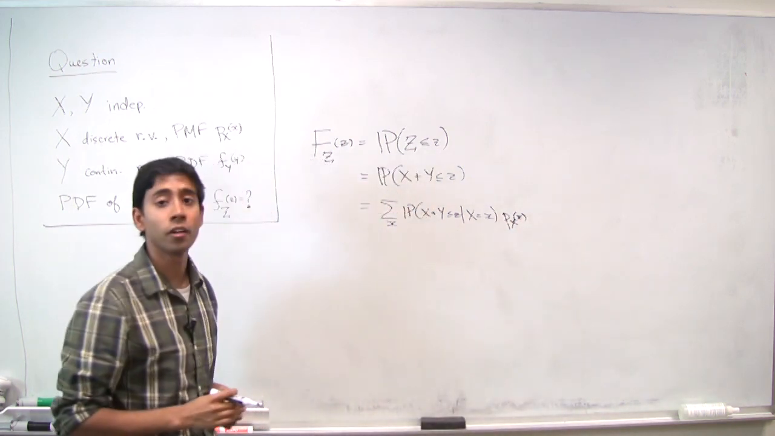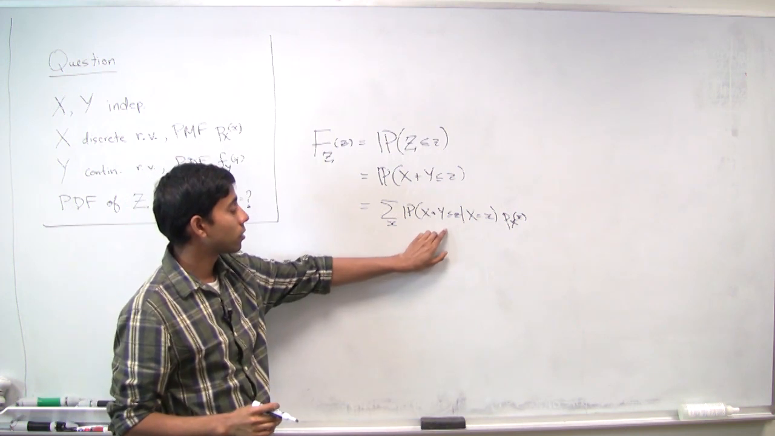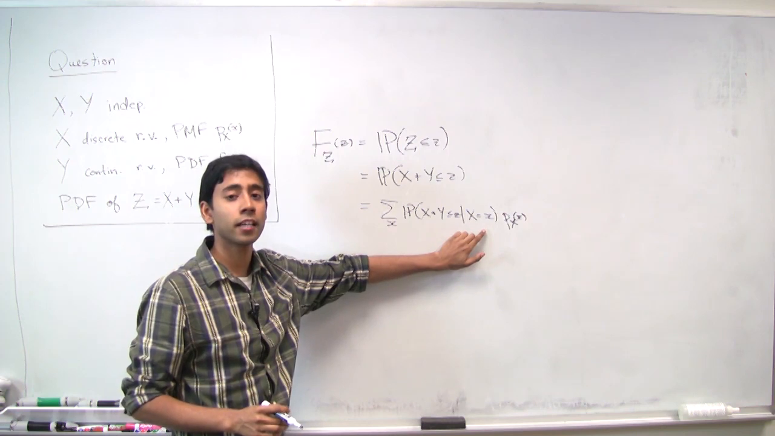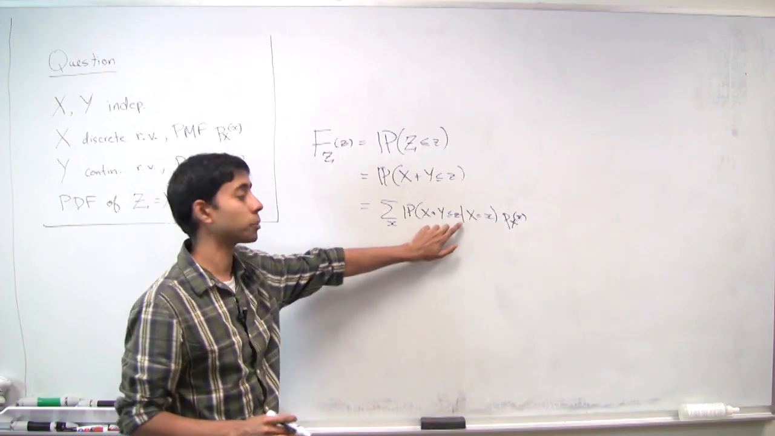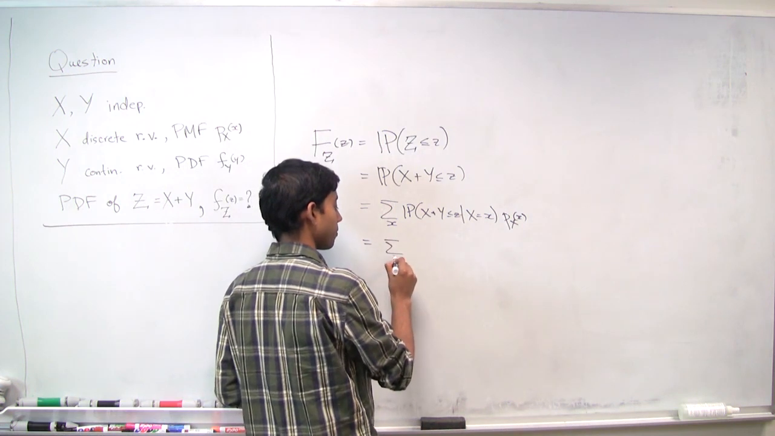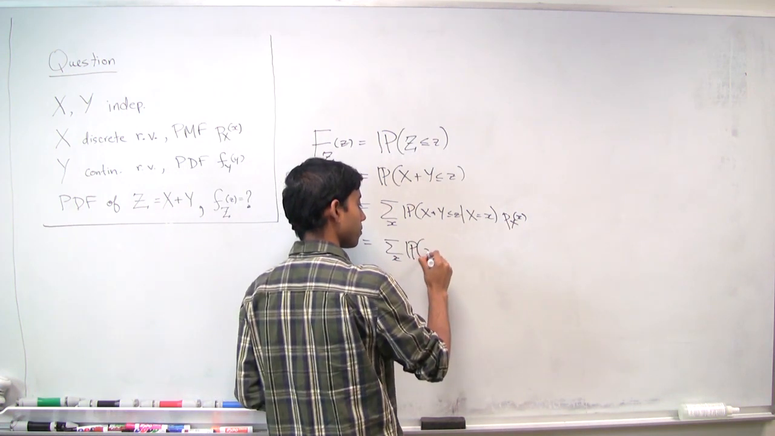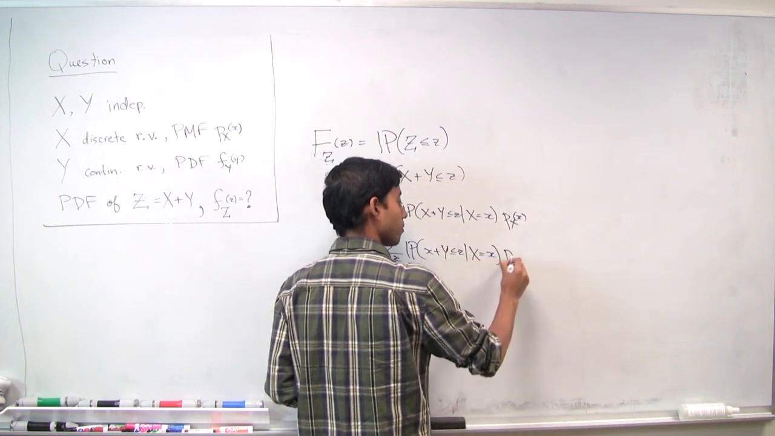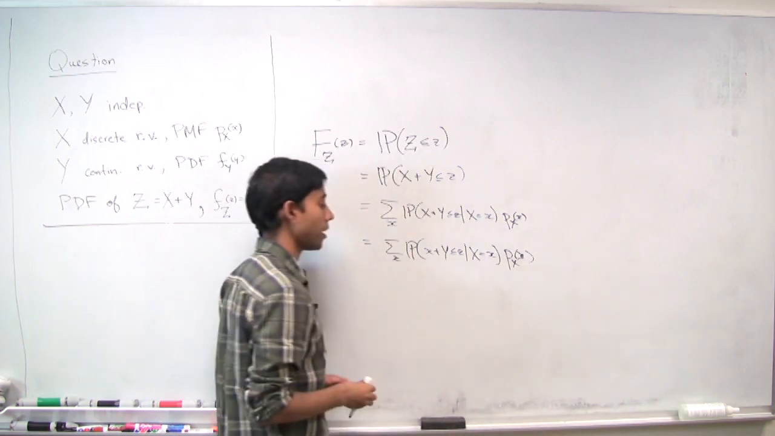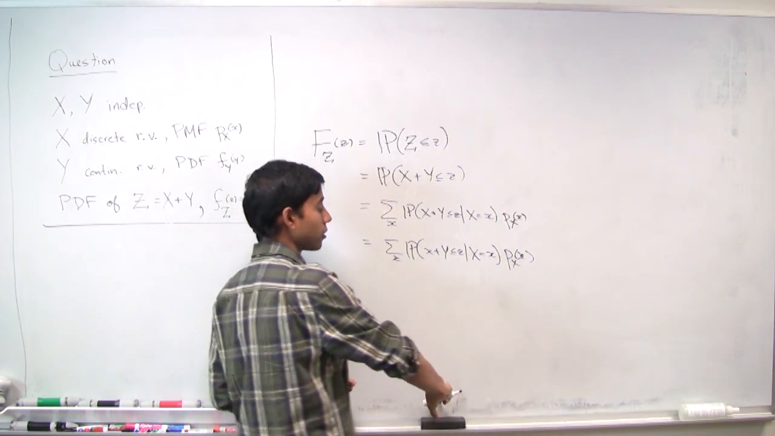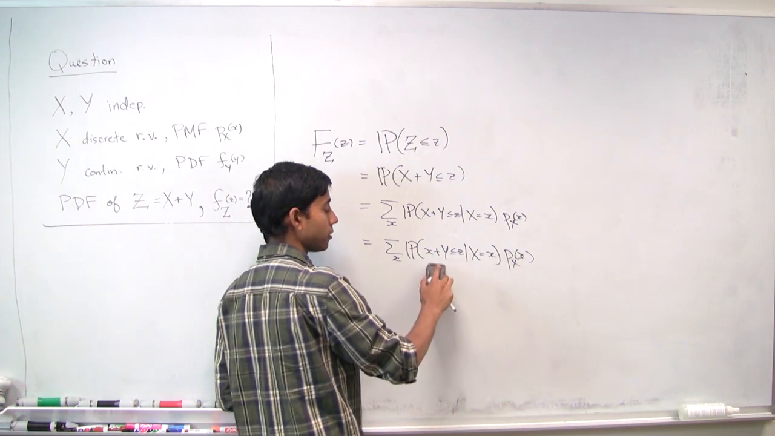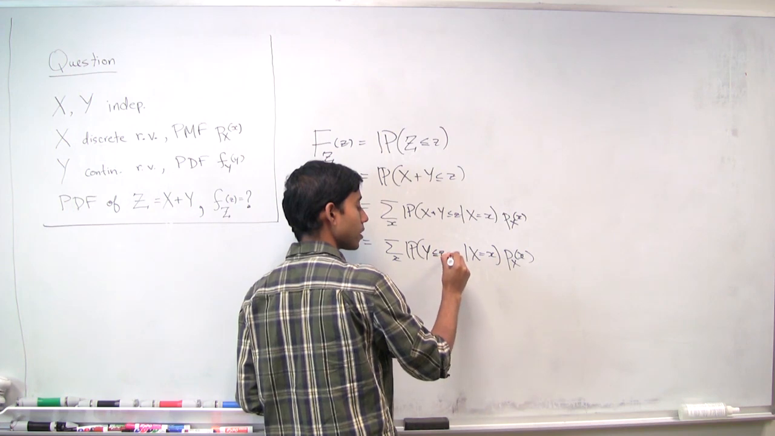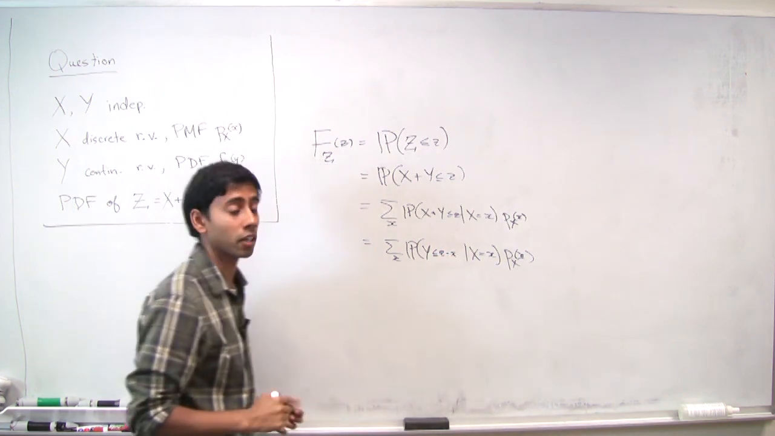Okay, now we're fixing X equal to little x. So we can actually replace every instance of the random variable X with little x. And now I'm going to just rearrange this so that it looks a little nicer. So I'm going to have Y on the left and say Y is less than z minus x, where z minus x is just a constant.